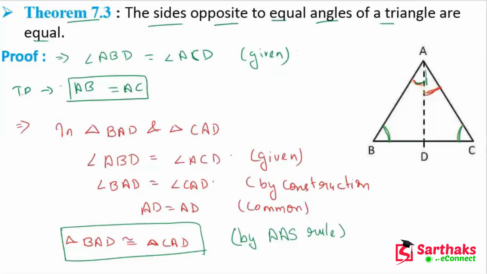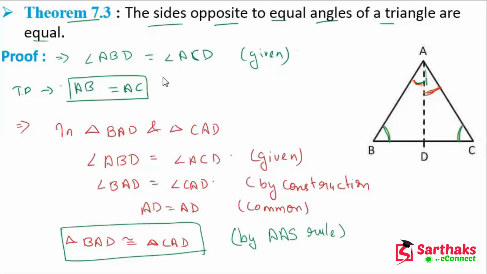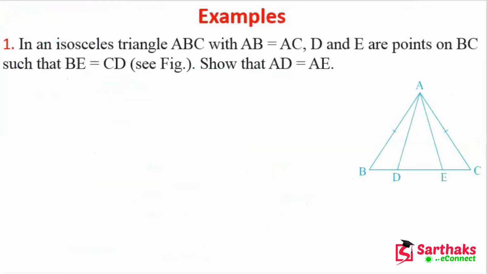So from this we can write AB is equal to AC, because by the rule of CPCT. So this is what? This is the corresponding parts of congruent triangles. I hope you understand these things, my dear friends. Okay. So now let's solve the problems.